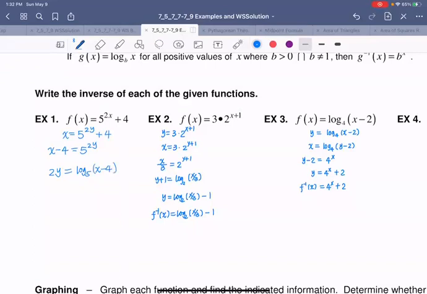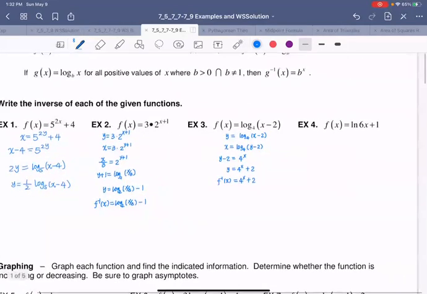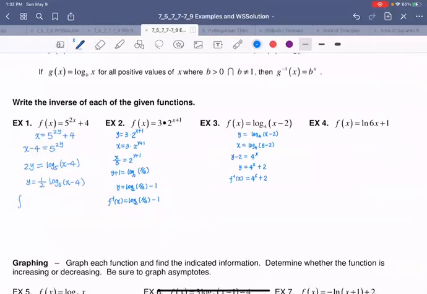And then you divide by 2. Y equals log base 5 of x minus 4, over 2. That's it. So this is the way we do the inverse function. F negative 1 of x equals that.